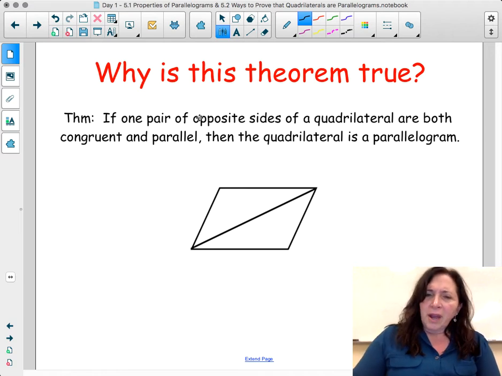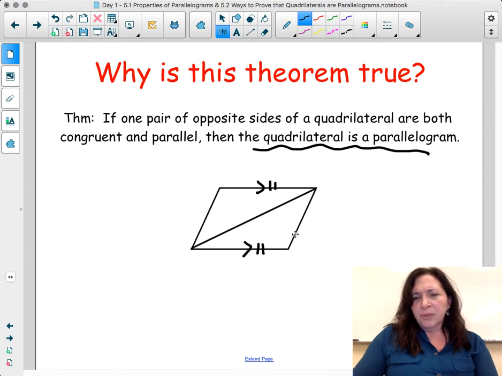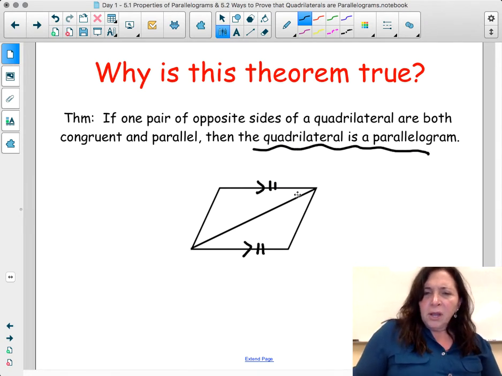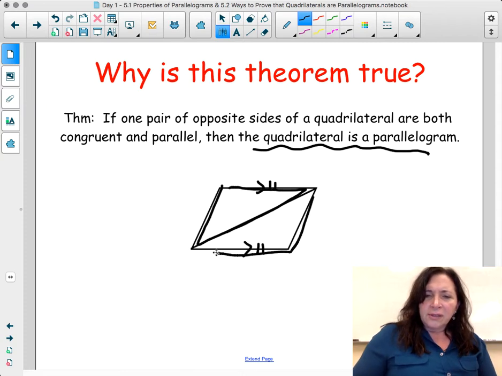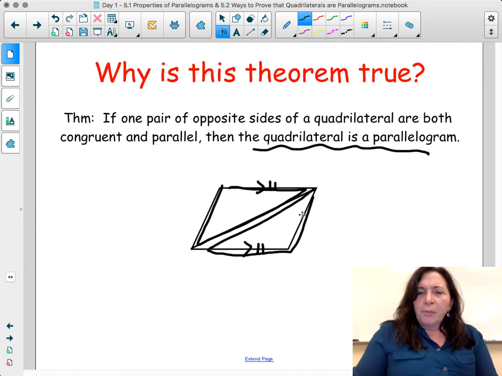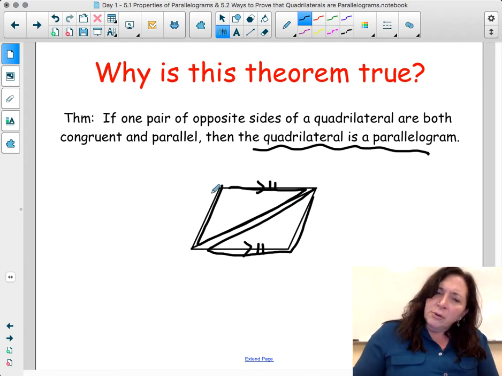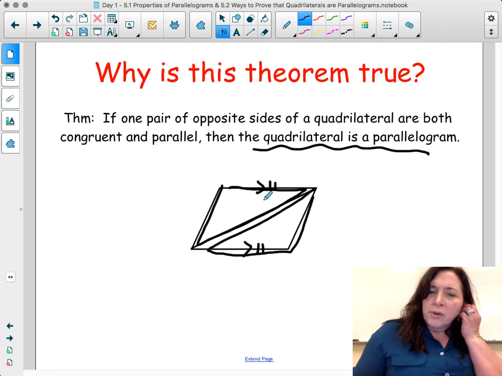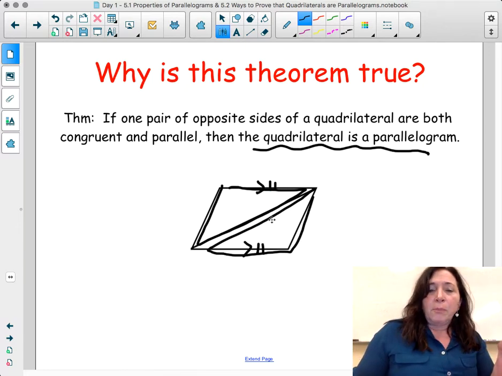If one pair of opposite sides of a quadrilateral are both congruent and parallel, so we have opposite sides are parallel and congruent, then this quadrilateral is a parallelogram. The reason being is if they're parallel, just like in all the other proofs that we just did, you end up proving that this triangle here is congruent to this triangle here. And if that's the case, then all the parts are congruent. And if all the parts are congruent, then what you can say is that both pairs of opposite sides are congruent.